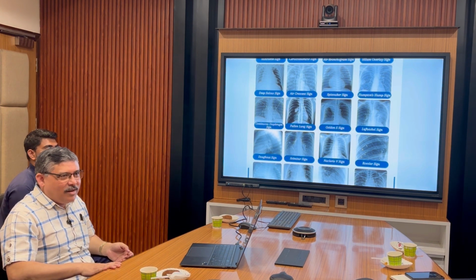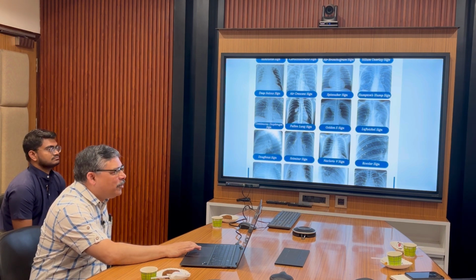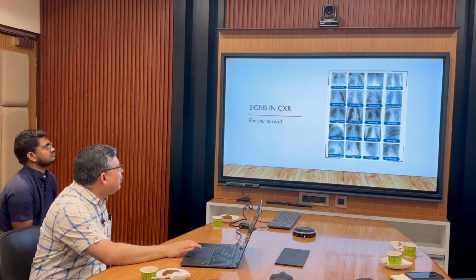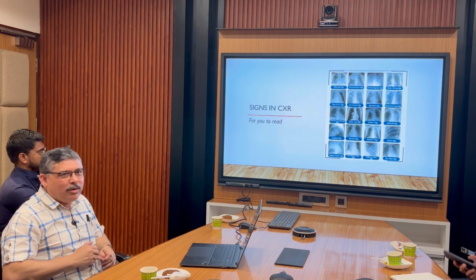Interesting, no? So these are the different signs. A few I don't know, a few I know. But it is beyond my capacity to carry on with these signs. You will do it as homework.